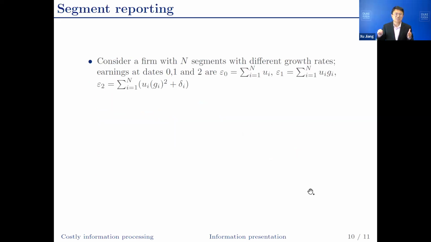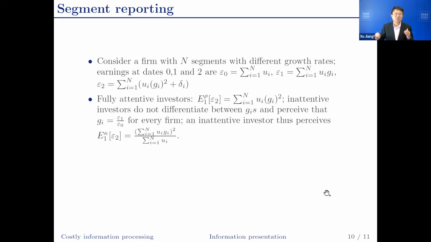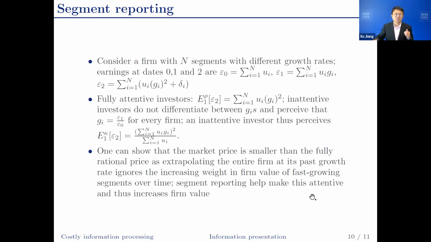Now let's look at the third application, segment reporting. A firm with n segments, each segment has different growth rates, and the earnings is shown as follows. Essentially, it's the sum of the earnings of each segment with different growth rates. For fully attentive investors, they understand everything. Inattentive investors do not differentiate the different growth rates among segments. They just perceive that the growth rate is the same for every segment.